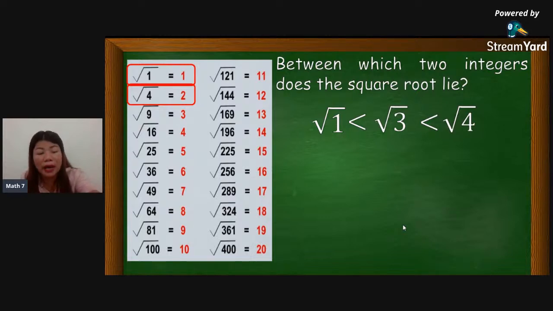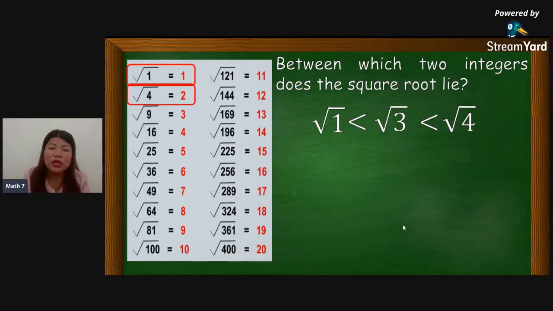Kopyahin nyo sa notebook, baka mali-mali, gawin yung less than pareho yan. Kapag nakopya nyo na, di ba pinakopya ko to sa inyo kanina, kapag may space pa sa notebook nyo. Square root of 3 is greater than square root of 1. Ay, mali spelling ko, square root of 4. Very good si Catherine. Square root of 3 is greater than square root of 1 but less than square root of 4. Maliwanag po. So, next na tayo.